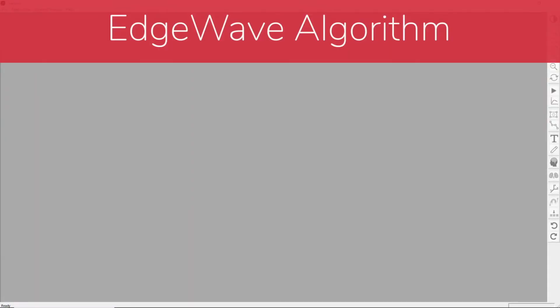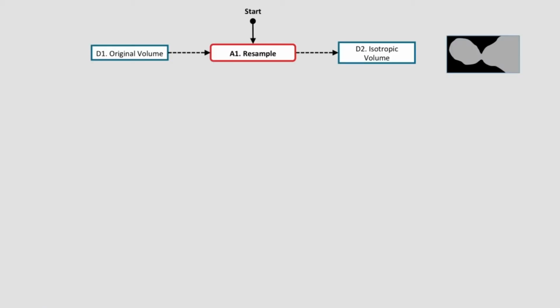EdgeWave is an automatic three-dimensional medical segmentation algorithm that uses mainly thresholding and morphology, or the shape characteristics of an image. We will start with an overview of the internal steps of this algorithm. In step 1, the original image is resampled as needed.